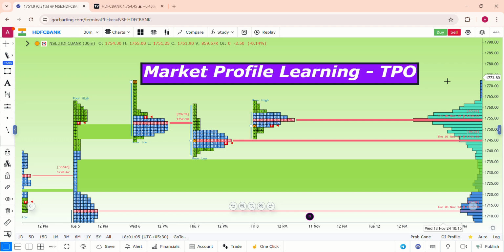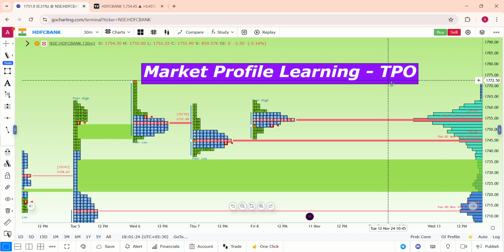So market profile tells you the price along with the time. That is very important. So time, price, and opportunity: if time is spent at a particular price, that gives an opportunity to buy or sell. That is the meaning of TPO.